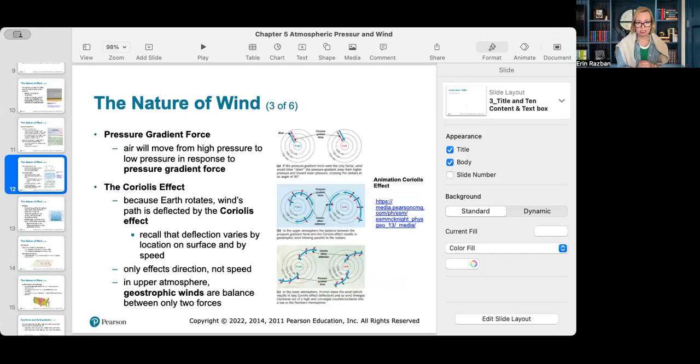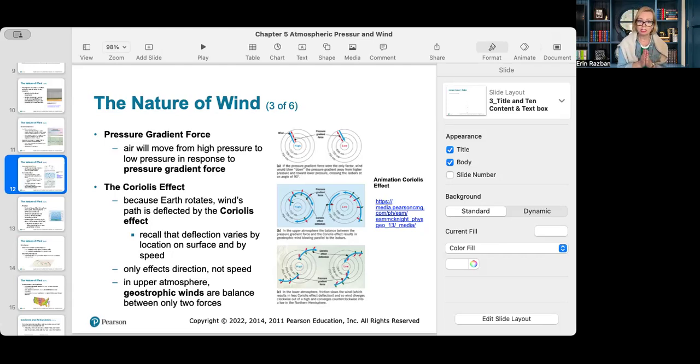Three key forces determine wind direction. First, the pressure gradient force pushes air from a high pressure to a low pressure area. Think of it as air flowing downhill from a pressure mountain. Second is the Coriolis effect, which is caused by Earth's rotation and deflects moving air to the right in the northern hemisphere and to the left in the southern hemisphere.